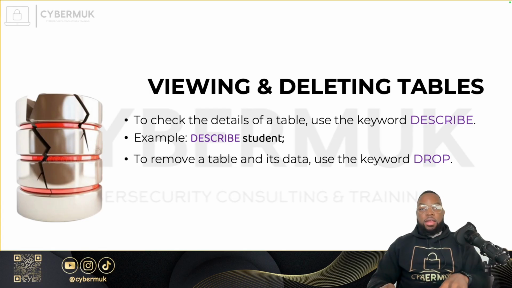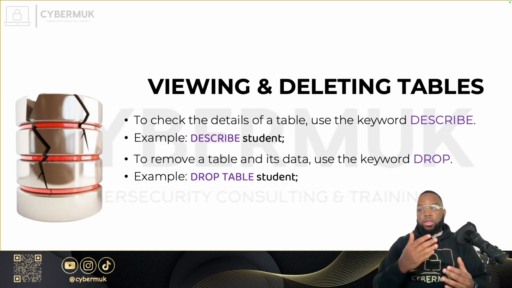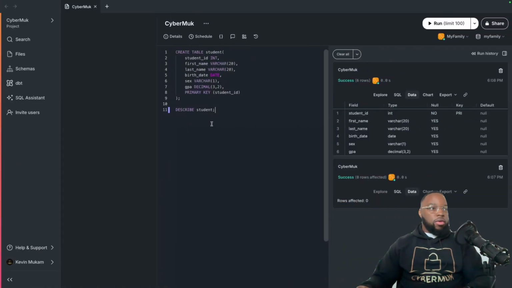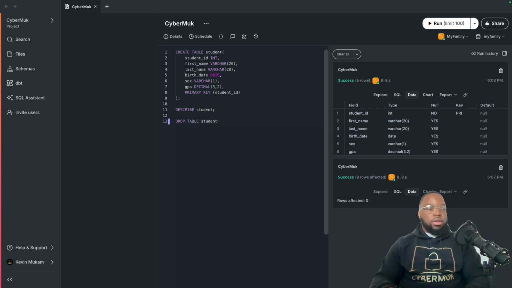Now, if you want to delete a table and its data, you use the keyword drop. So if you want to clear that table, to delete that table, you use the keyword drop table student. Now, I'm not going to do it for obvious reasons because we have to do more operations, but you can do it and create another table. To delete the table, you use the keyword drop table student. So on another line, always in the new line, drop table student.